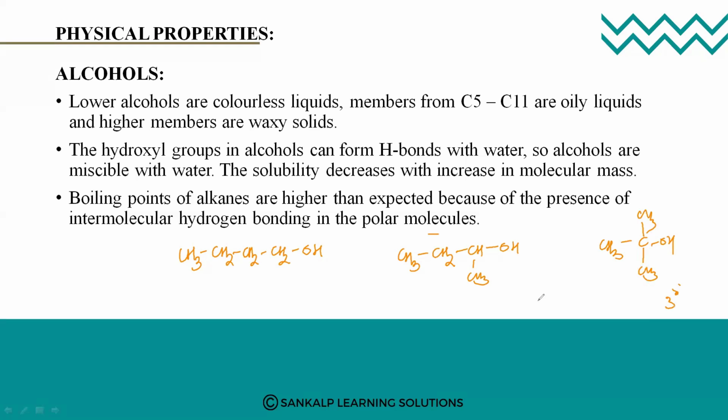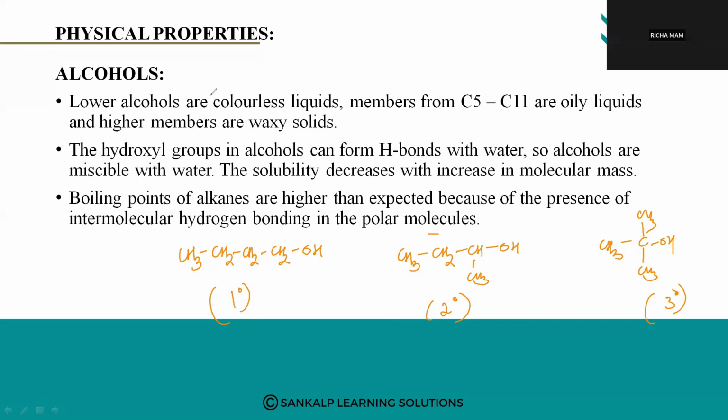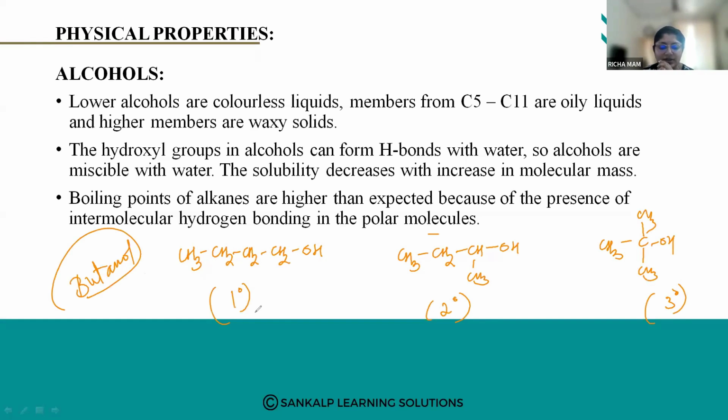So this is a tertiary carbon, this is a secondary carbon, and this is a primary carbon, right? You can see the number of carbon atoms in each case is 4 only, but these are the isomers of butanol. So this is a primary alcohol, secondary and tertiary.